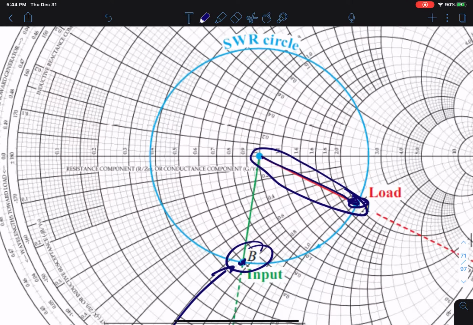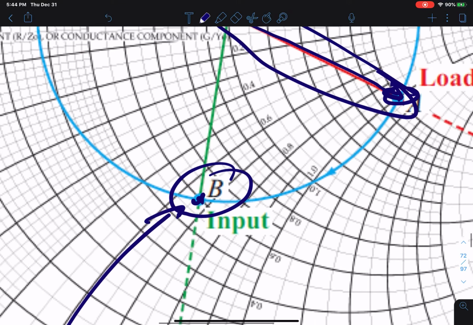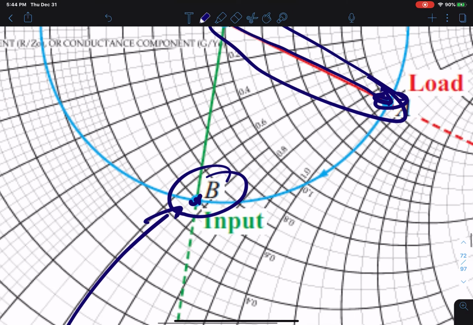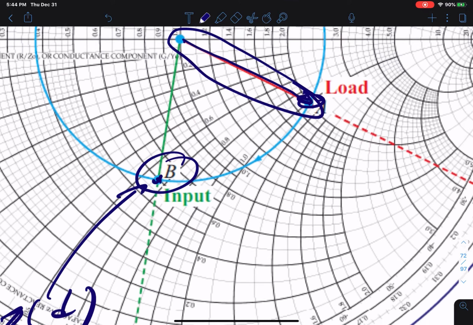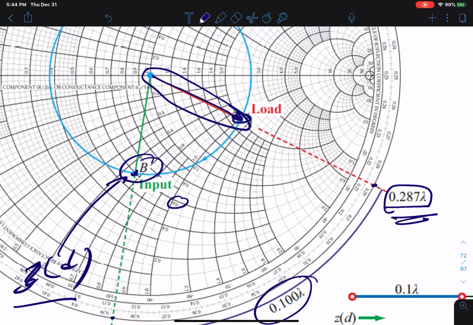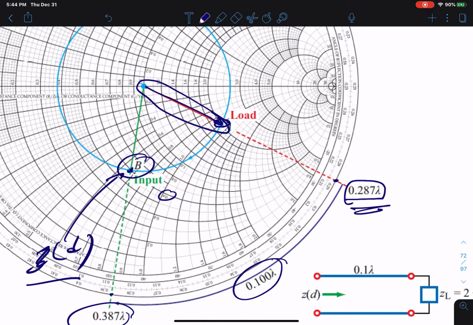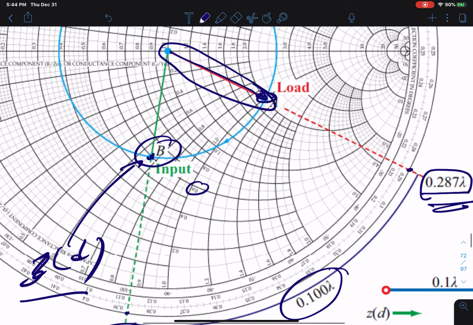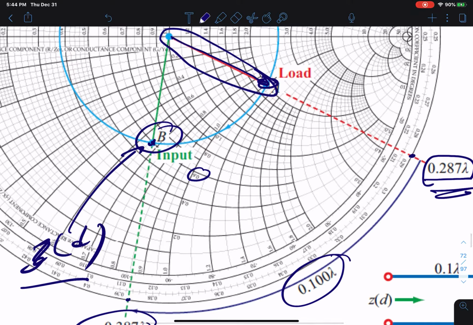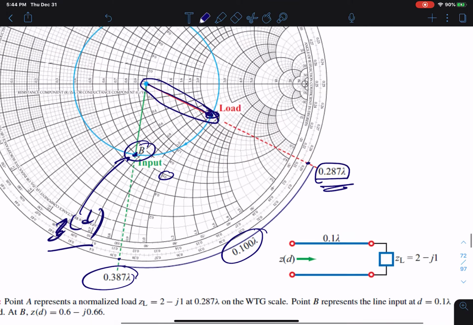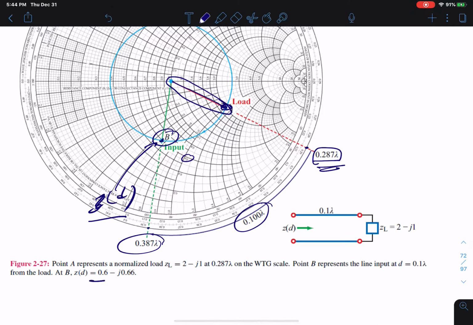So at this point, this B point would give you ZD, so if you look carefully here, that value would be, let's say, 0.6 for the real value, and for the imaginary value, if I look over here, we have 0.5 or 0.6. Let's see what's the value over here. So at this point, it's 0.6, 0.66. So that's the value at this point right here. All right. So that's the normalized value.